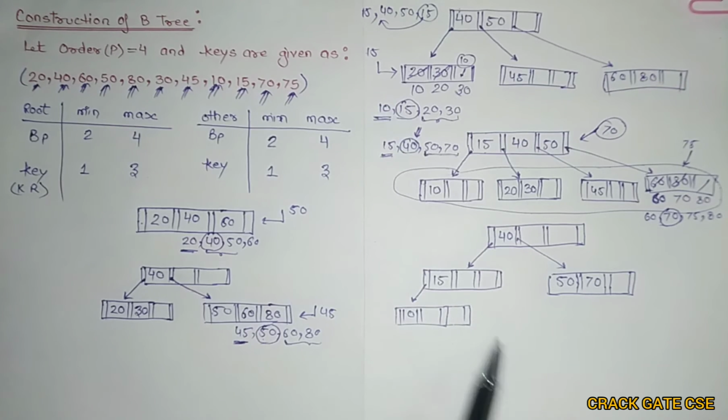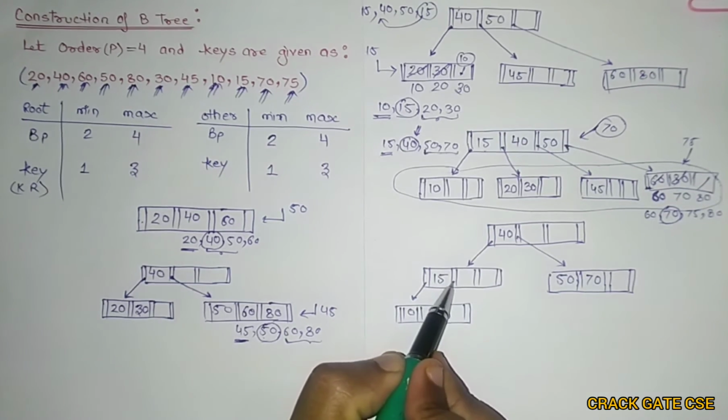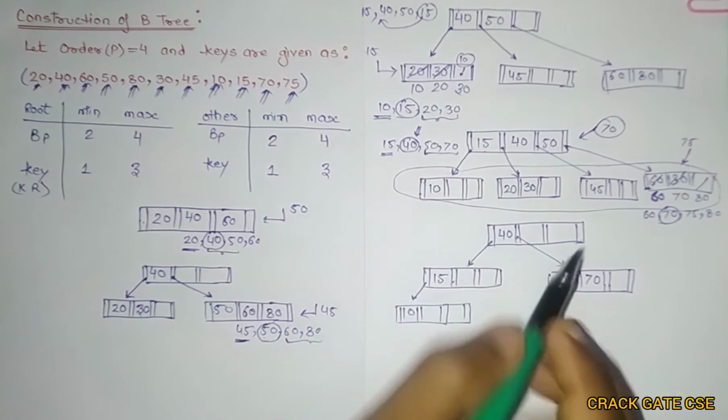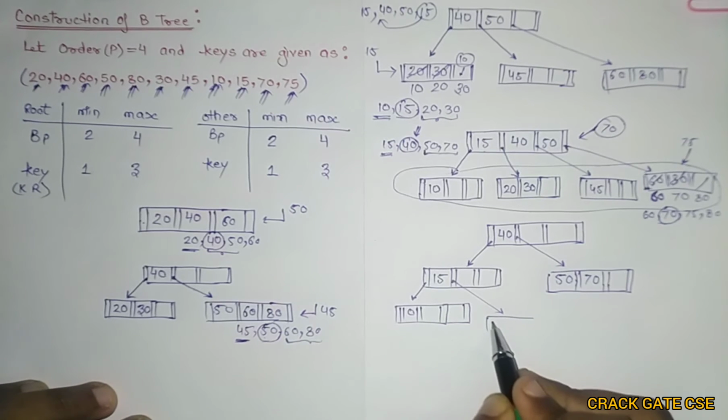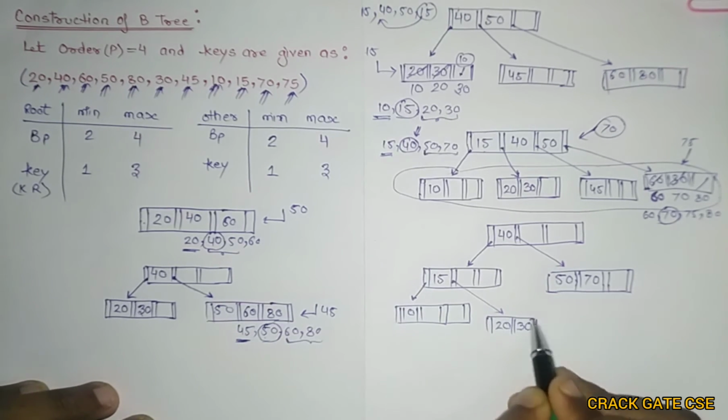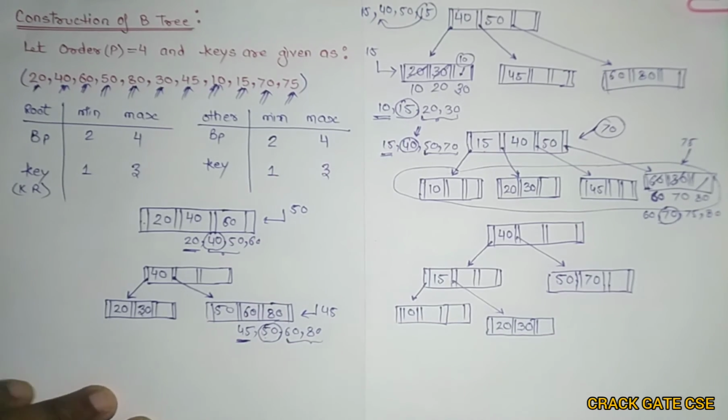like this. Now where should this 20 and 30 go? To the left of 15, because it is earlier to the left of 15. So here we would be having 20 and 30, right?